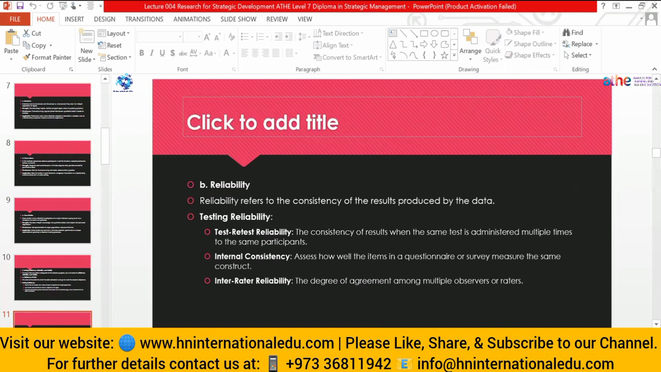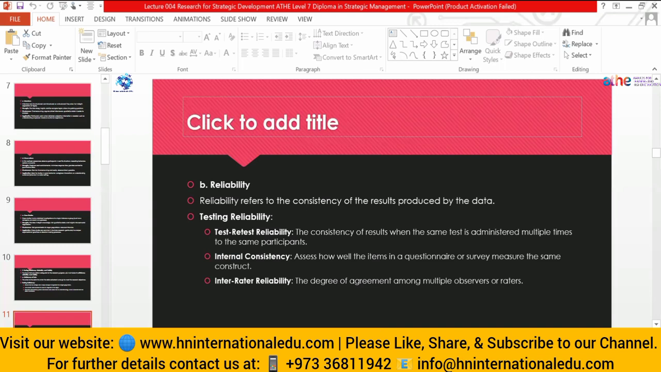Now we have performed different researches, different methods, different techniques. Then we actually see whether it was reliable enough or not. For that, what we do? We do the testing. First, test-retest reliability. The consistency of the results when the same test is administered multiple times to the same participants. Like you decided we're going to do the work on 50 people, you have selected them, and now you're going to do the research on them on a seasonal basis, or monthly basis, or whatsoever kind of research you're conducting.